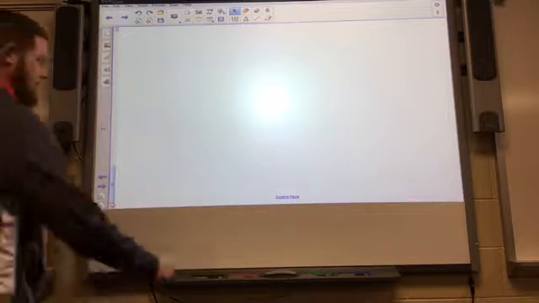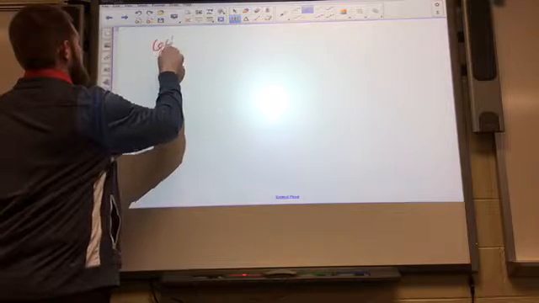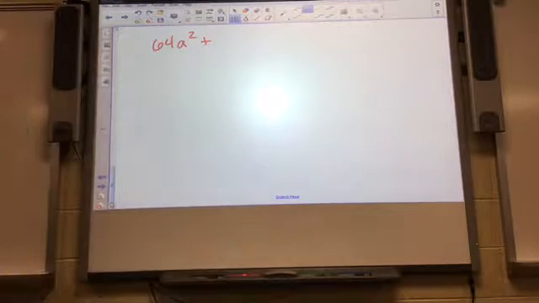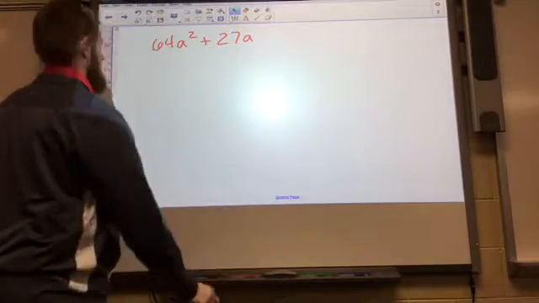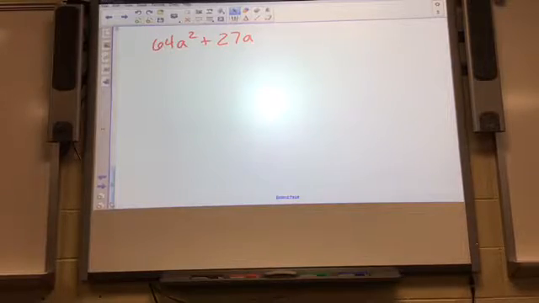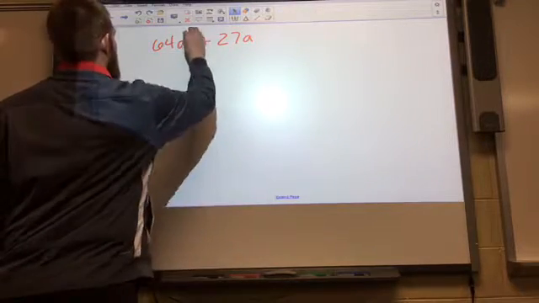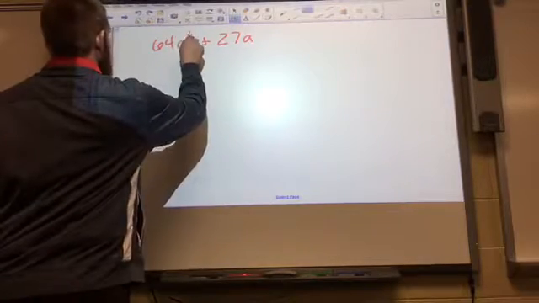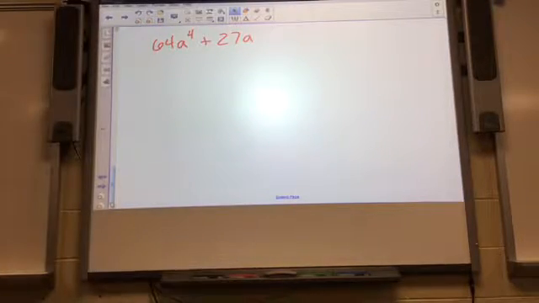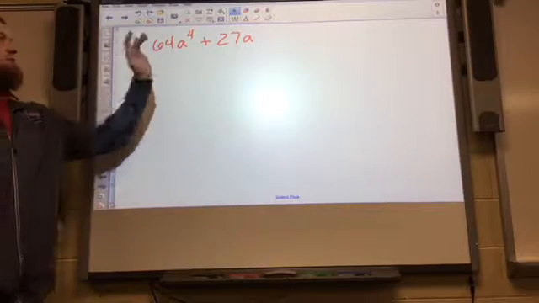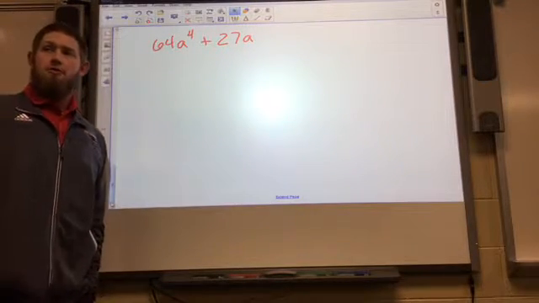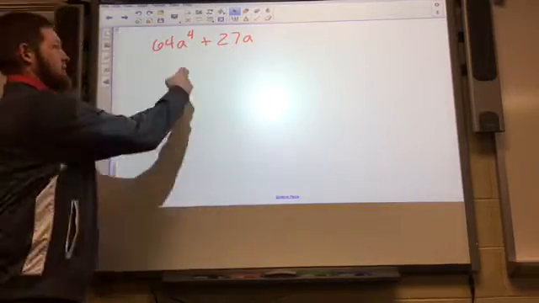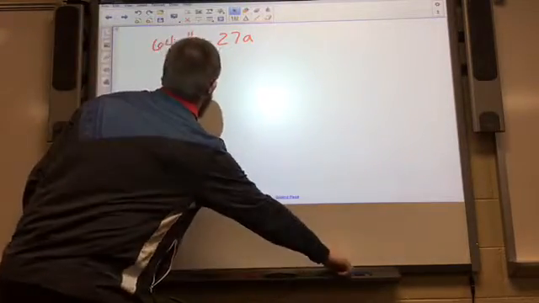Okay, 64a squared plus, this one's not in your book, 27a. Oh, excuse me, that's a to the fourth. Okay, as is, obviously it's not a difference, but is it a sum of two cubes? Reason? Because it's to the fourth power. Okay, so we want to change this.